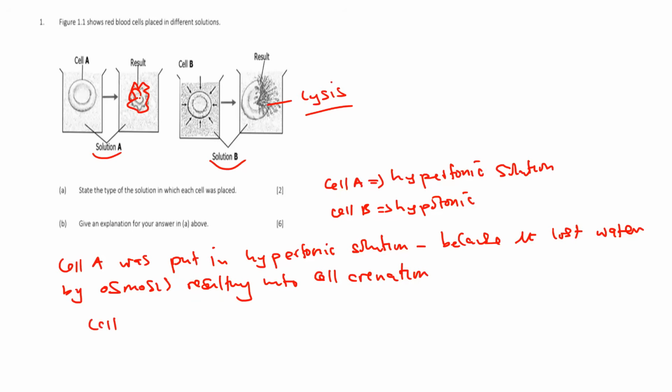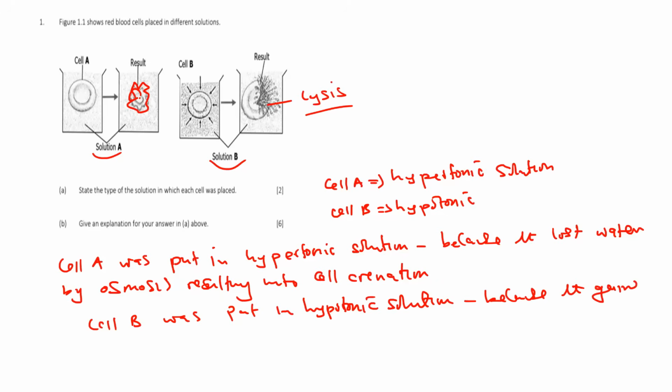Then cell B was put in a hypotonic solution. What is the reason? Because it gained water by osmosis, resulting in cell lysis.